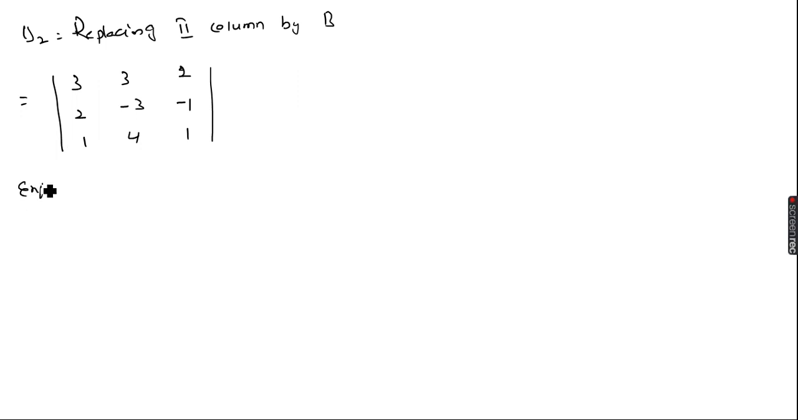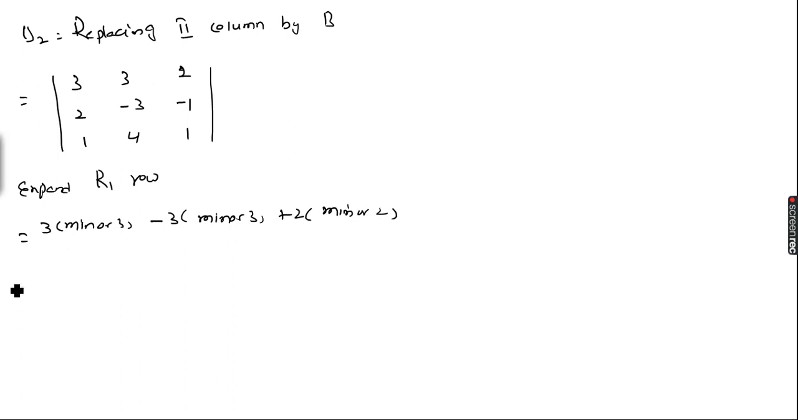That is, expand along the R1 row. So therefore we get 3 into the minor of 3, minus 3 into the minor of 3, plus 2 into the minor of 2. That is 3 into the minor of 3. What is the position of the 3? The 3's position is first row and first column. So remove the first row and first column.